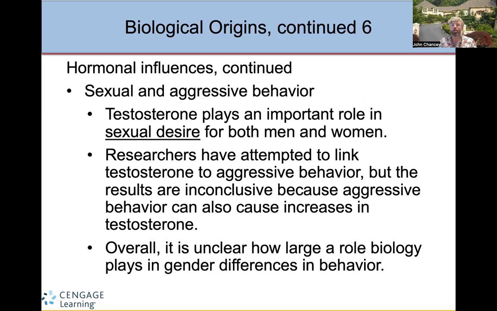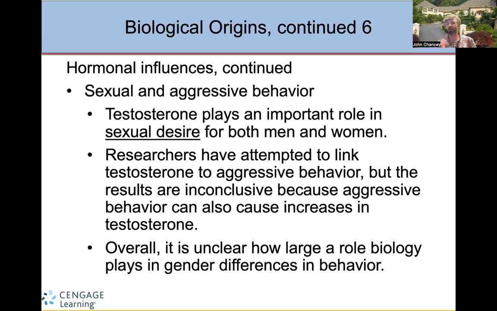There's also the relationship to aggression. Testosterone is the hormone that is related to aggression. It's also linked to sexual desire in both men and women. Researchers are still exploring the relationship between aggressive behavior and testosterone. So far, the results are inconclusive, but aggressive behavior can also lead to increases in testosterone.